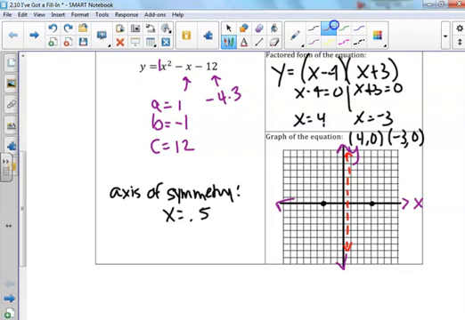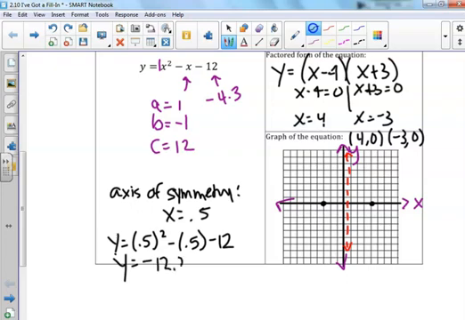We next need to figure out the vertex. So to figure out the vertex, we will plug in our x value for our axis of symmetry into the original equation, and we will solve that for y. When we simplify that, we do get y equals -12.25. So our vertex in this case should be the point (0.5, -12.25). So 0.5 will be on the axis of symmetry, and then we'll need to go down 12 1/4.